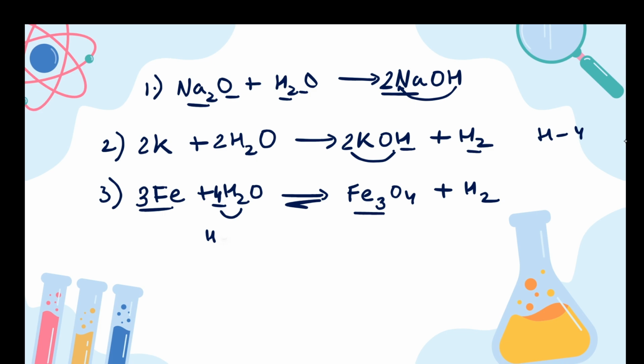Now hydrogen is how much? 8. And here to balance our hydrogen, what will we write? 4 here. So here also it becomes 8. So 8 hydrogen atoms on the product side and 8 hydrogen atoms on the reactant side. So the reaction is balanced.